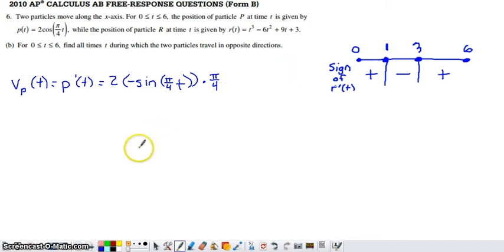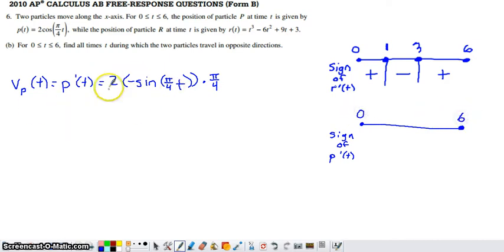What we want to try to do is construct a sign chart for P prime of t. So I'm going to try to build this in the same way that we built the one for R prime of t in part A. So we're looking for the sign of P prime of t. And we need to know when the sign of P prime of t can potentially change on the interval from t equals 0 to t equals 6.